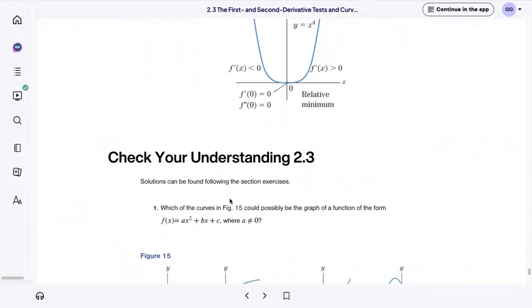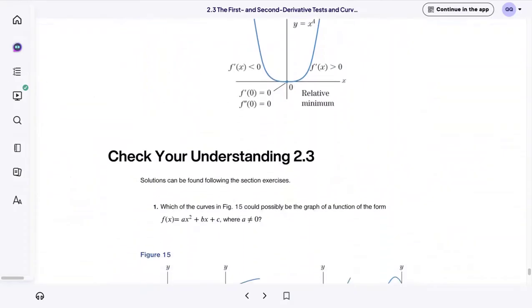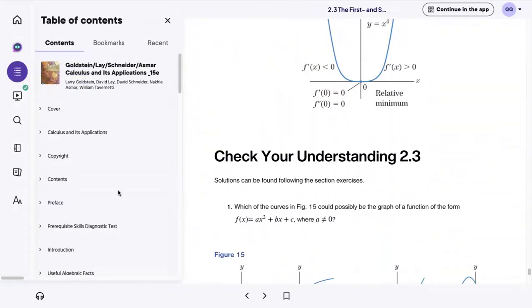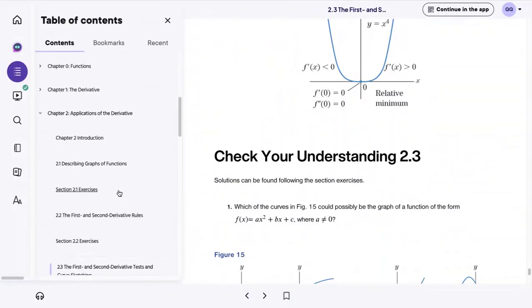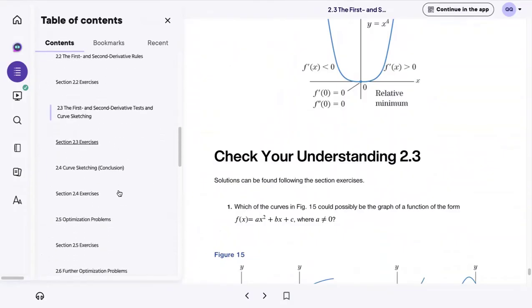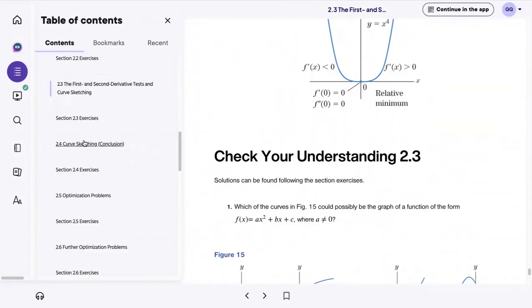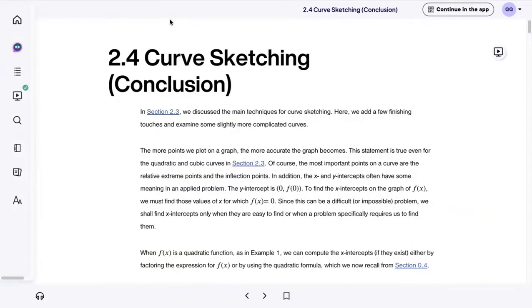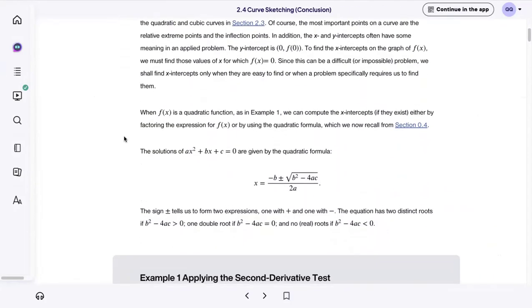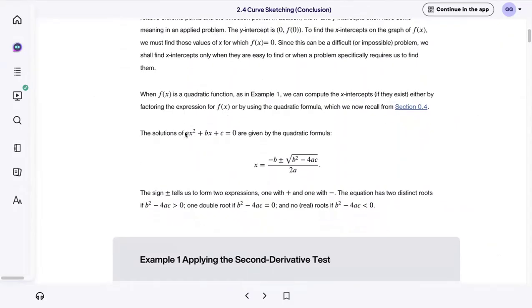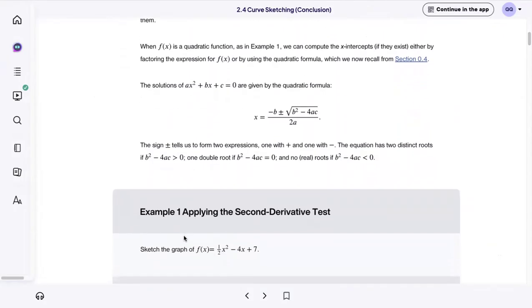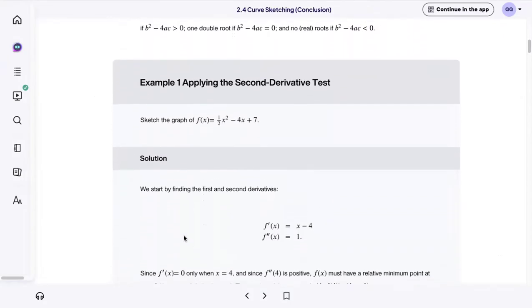Okay, that's section 3 about the graphs of the derivatives. So section 4, putting everything together. See, if it's a quadratic, we use the quadratic formula to solve quadratic equations.